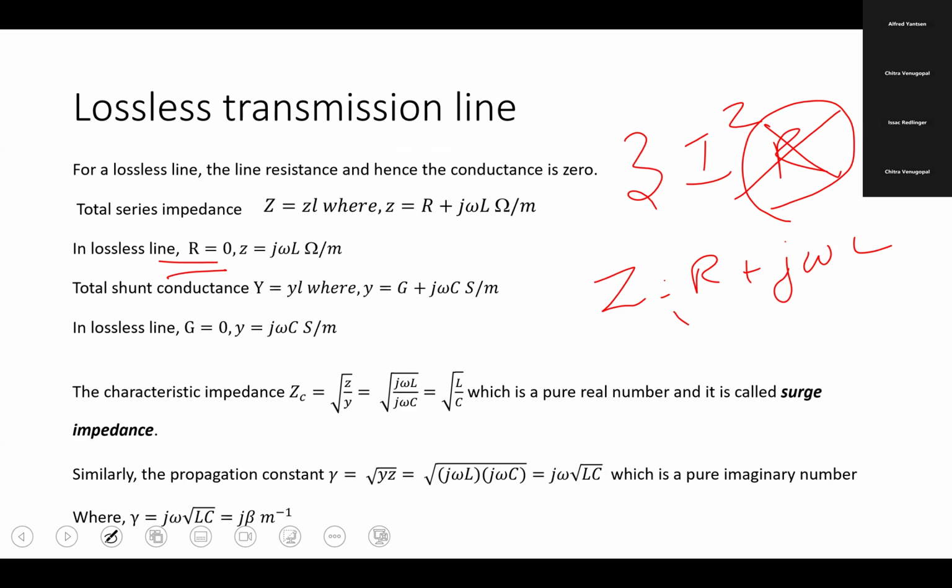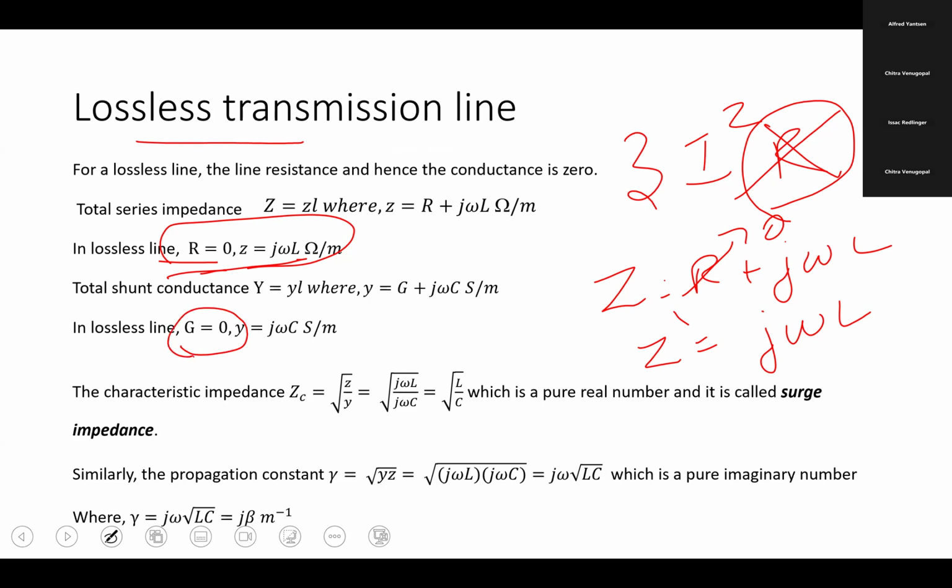So this can be Z equal to J omega L only, R is 0. Okay, this is a lossless line. These are the assumptions that we are making to find out those values. When you talk about a lossless line, we are assuming this step. So your G also becomes 0. When there is no resistance, there is no conductance.